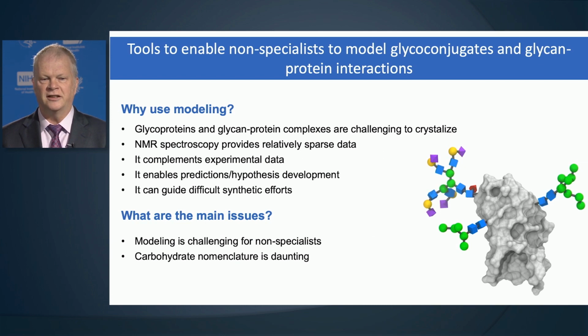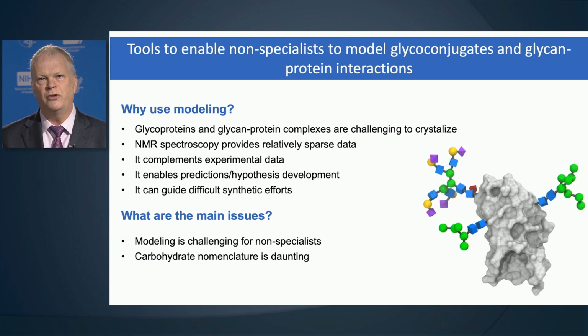The challenges, as I mentioned, is that modeling is complicated for non-specialists, and on the flip side, from a non-carbohydrate perspective, people who don't do carbohydrate chemistry find carbohydrate nomenclature extremely complicated. We've all learned the names of the 20 amino acids, alanine, glycine, leucine, etc. Well, carbohydrates have the same thing. You have glucose, galactose, fucose, etc.